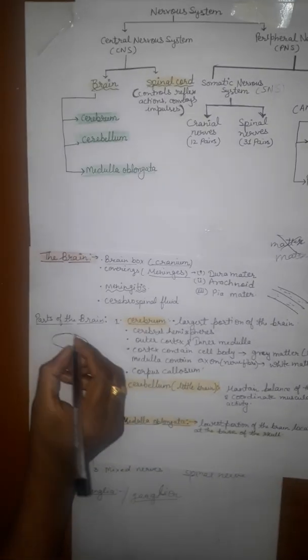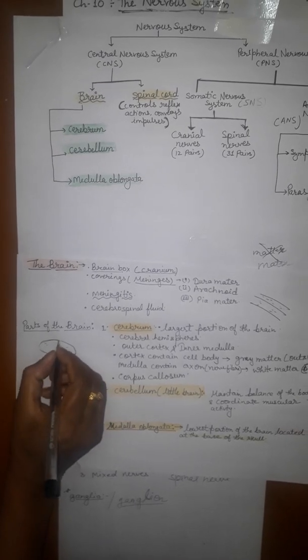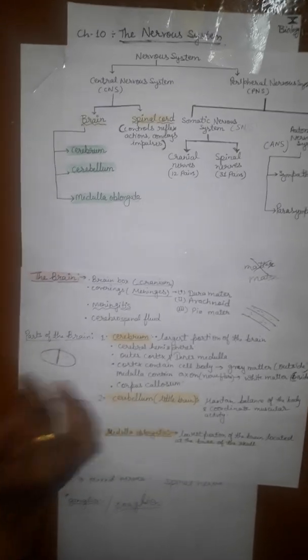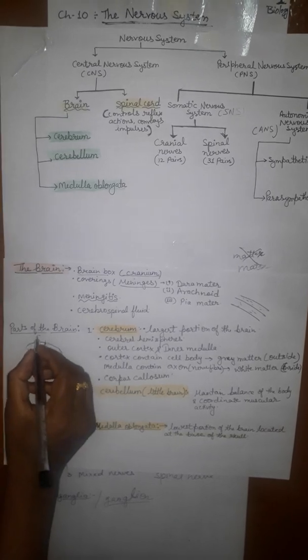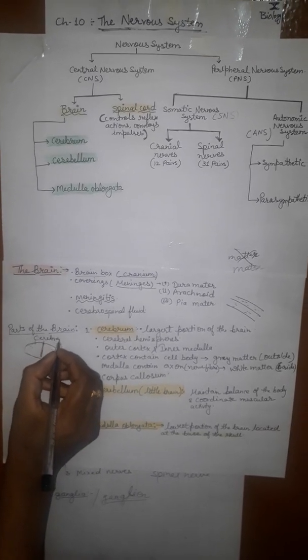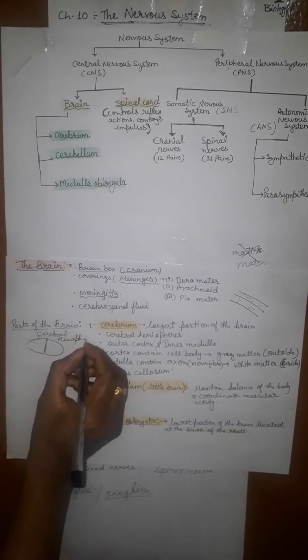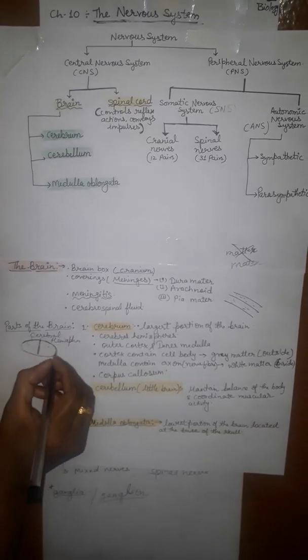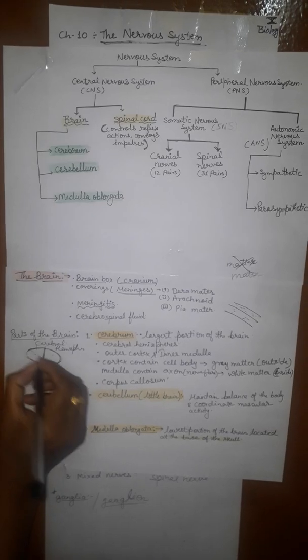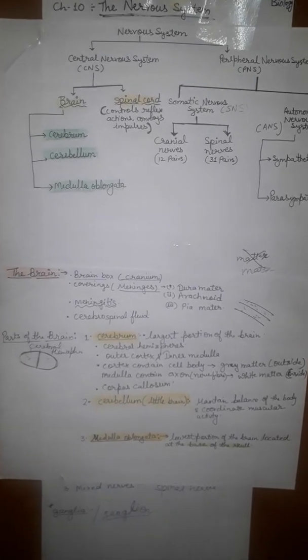This is cerebrum. It divides into two halves. Each one is called cerebral hemisphere. This one is cerebrum, the whole part. This is cerebrum. It divides into two halves, that is called cerebral hemisphere.